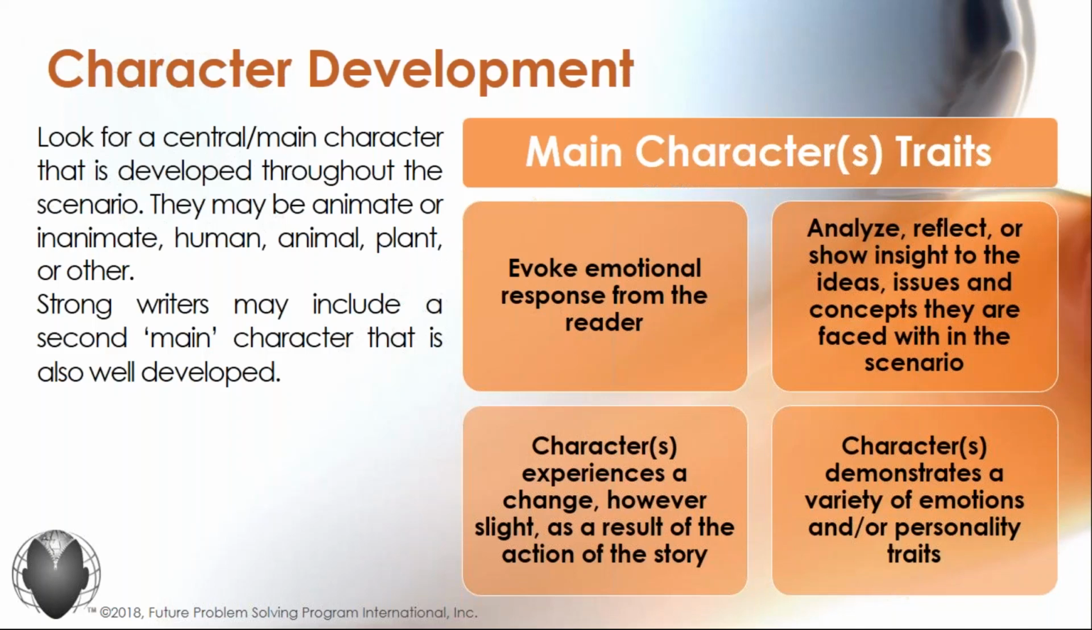It is important to realize the character may be an inanimate character or an animate character. It could be a human, could be a plant, it could be an animal. All those different viewpoints add uniqueness to the story. There might be a second main character that is also well developed, but more than that would probably take away from the development of others and be hard to carry through all of those strong character traits. So what does a main character trait look like?